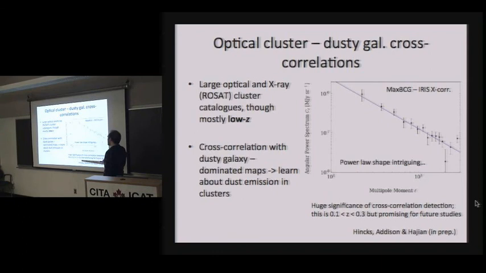So what Adam and Amir did is they took the maxBCG clusters, these are optically selected clusters, and cross-correlated them with an IRIS map, which is full of unresolved dusty galaxies. And you find this huge cross-correlation. The interpretation of this is quite interesting. I think you've got a component on small scales from dusty galaxies actually sitting inside clusters. And then on large scales, you've just got the fact that they're both tracing the same large-scale structure. But this is a detection of about 40 sigma significance, which, compared to the previous detection of clustering in IRIS, which is around 1 sigma, is a pretty substantial improvement. So I think this is something that's going to be interesting.